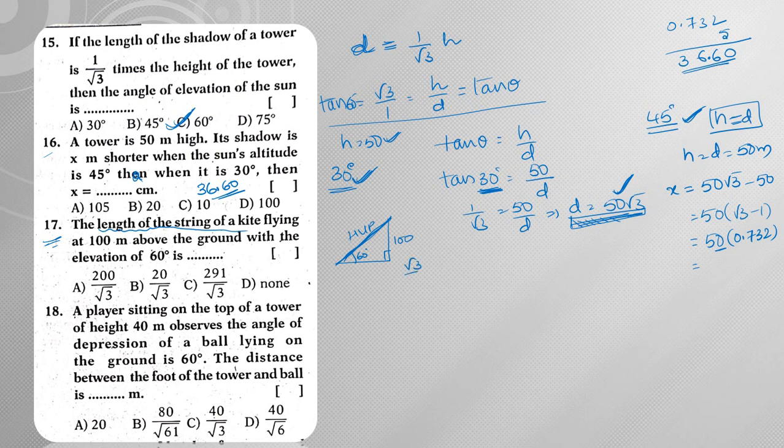So sin 60 is root 3 by 2, which is equal to opposite, 100, by the length of the string, L. Okay, from this L is equal to 200 by root 3. So the answer is 200 by root 3.